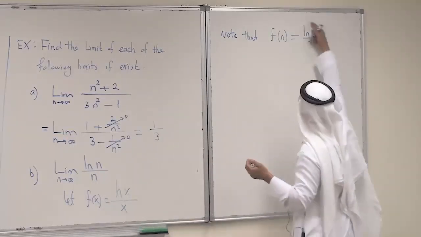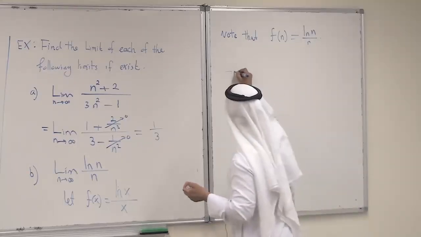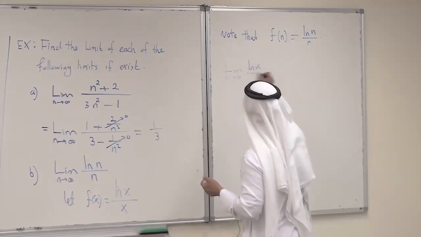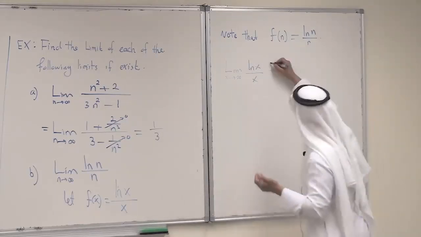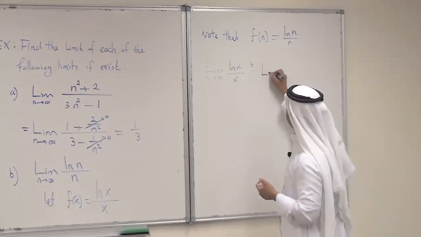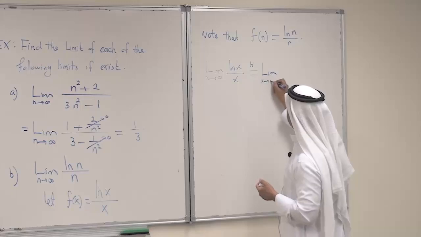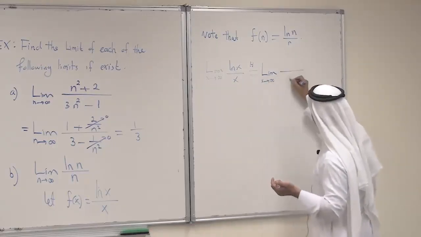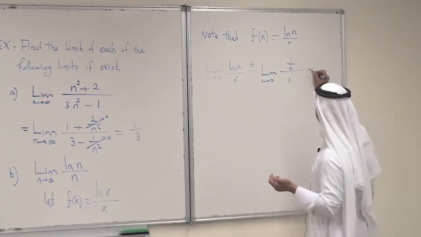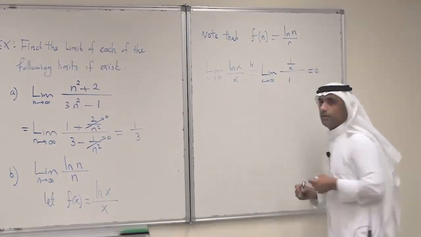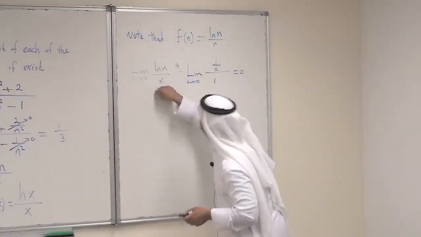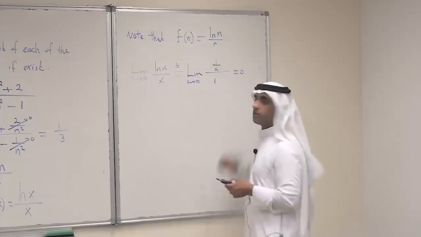So, what should I do? Instead of evaluating the limit of the sequence, I will evaluate the limit as x goes to infinity of ln x over x, which is infinity over infinity. So I will use L'Hopital's rule here to find the limit. As x goes to infinity, I differentiate. I will have 1 here, and 1 over x, and clearly this goes to 0. What is the bridge now? If the limit of the function goes to 0, so the limit of the sequence also goes to 0.